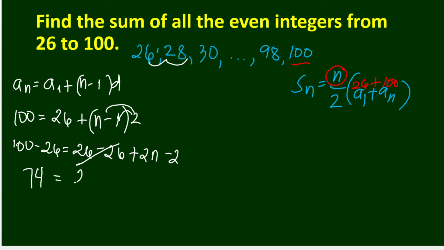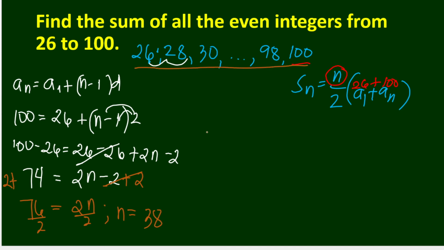That is equal to 2n minus 2. So, para mawala yung minus dito, we're going to add 2 sa magkabilaang side. So, we have 76 is equal to, so cancel na to, 2n. Divide natin by 2 both sides. So, this will give us n is equal to 76 divided by 2, 38. So, ibig sabihin, there are 38 terms dito sa sequence na to hanggang sa 100.